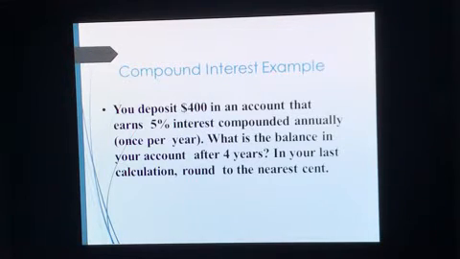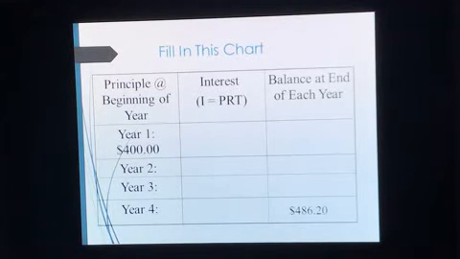For example, you deposit $400 in an account that earns 5% interest compounded annually, once per year. What is the balance in your account after 4 years? So this is a question of compound interest. First of all, we will use the previous method to calculate the compound interest value at the end of 4 years.